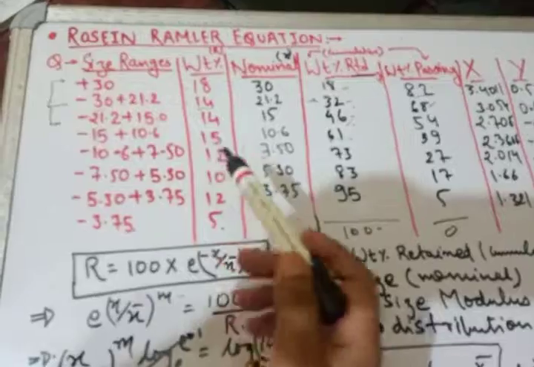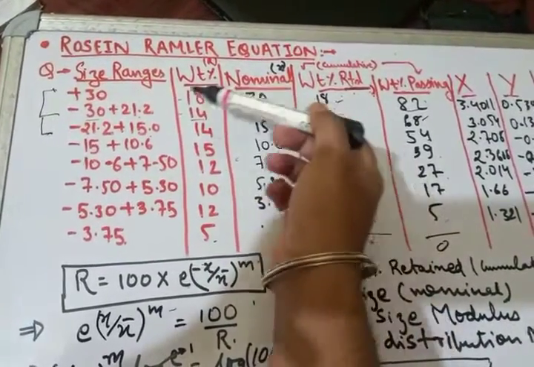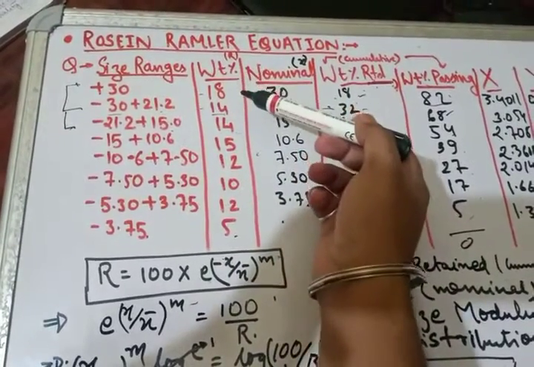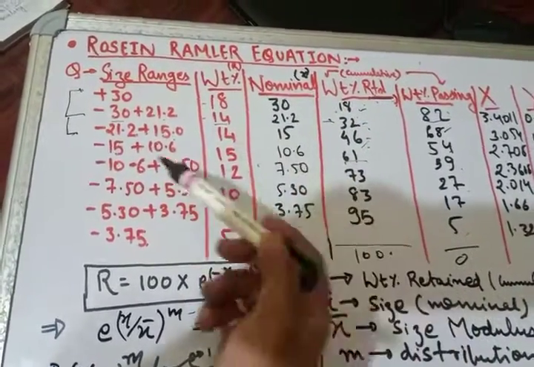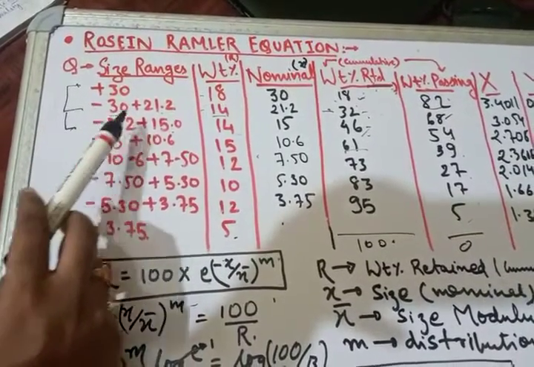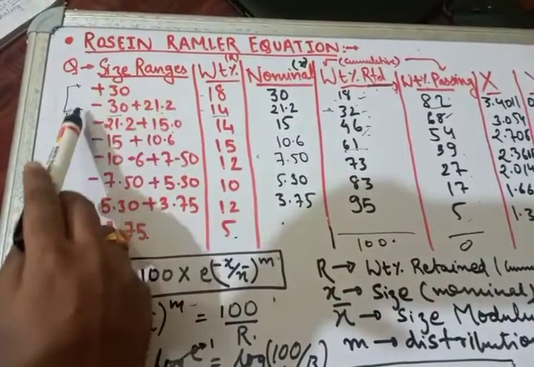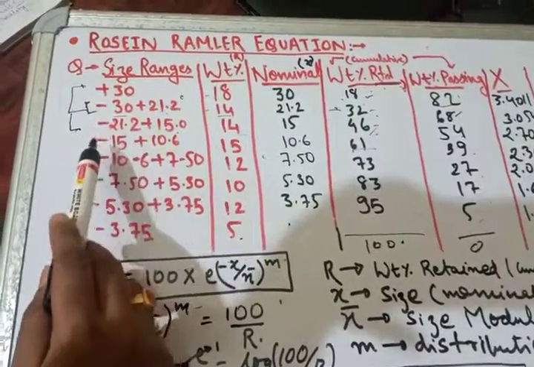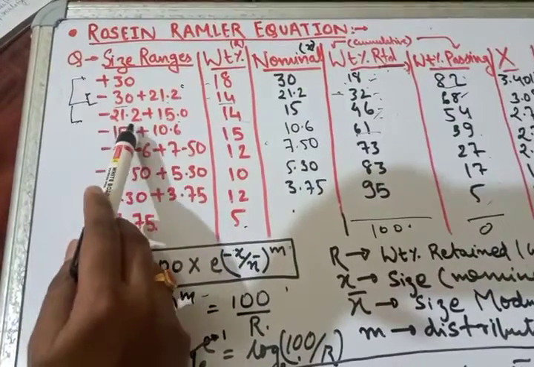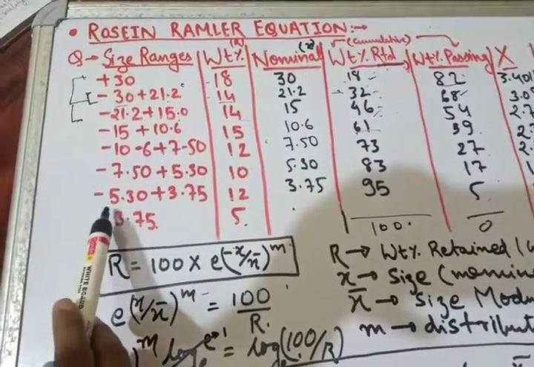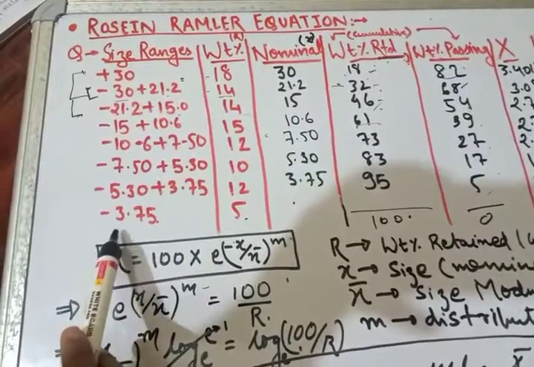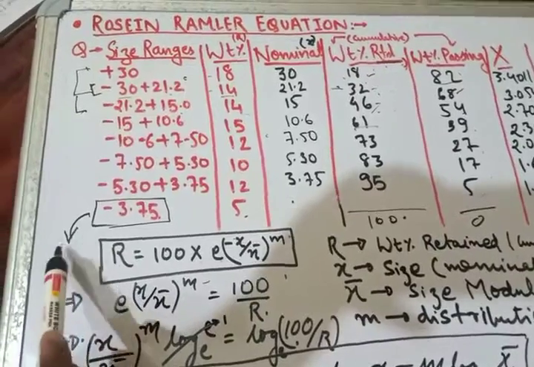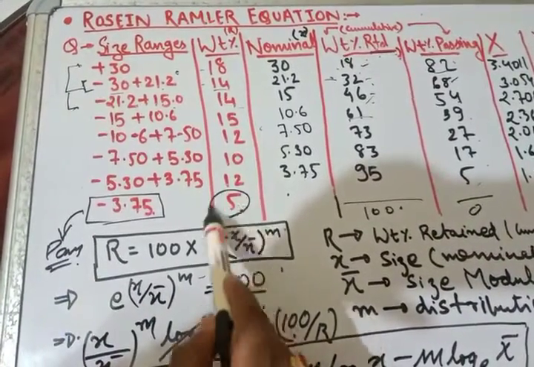We have certain sieves arranged from the largest sieve to the lowest sieve as per their sizes. Then we have some weight percent retained in each size range. First we have taken 30, then minus 30 and 21.2, which means the material retained between this size range, greater than 21.2 and lower than 30. Then the next is greater than 15 and lesser than 21.2. Likewise we get till 5.30 to 3.75, and then all the remaining particles are allowed to pass through 3.75 to the pan, which is 5%.